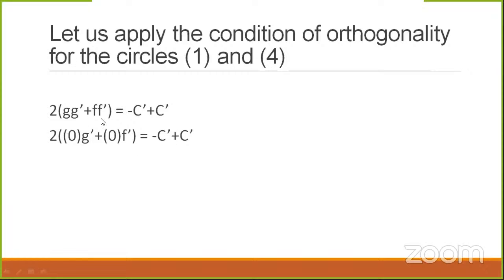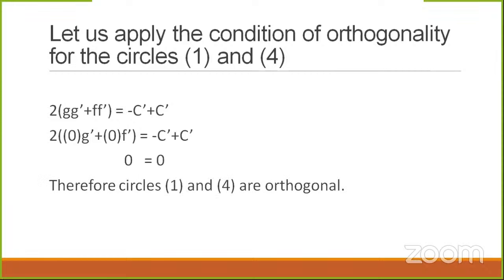Now G dash, F dash, C dash are from circle 1. H dash is equal to 0. Look at the left hand side, children. 0 into something is 0, 0 into something is 0. Therefore the left hand side is 0, and on the right hand side the same values with opposite sign get cancelled. 0 equal to 0. Hence, the condition of orthogonality is satisfied between the circles 1 and 4. Therefore, the circles 1 and 4 are orthogonal.